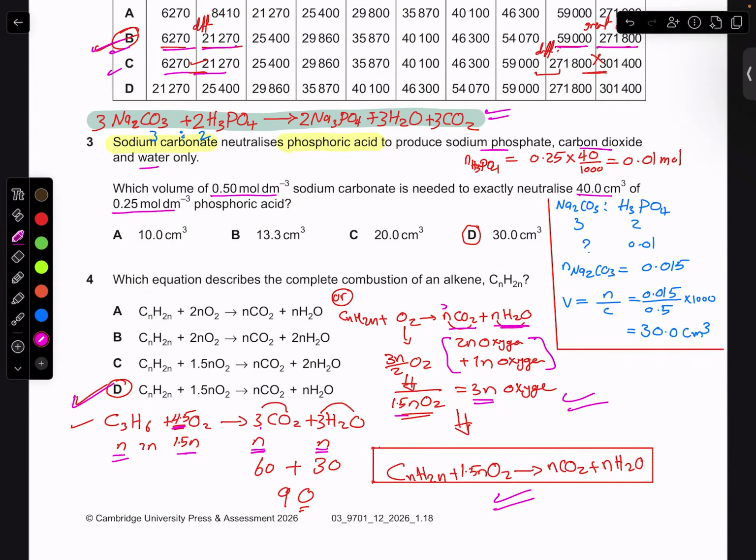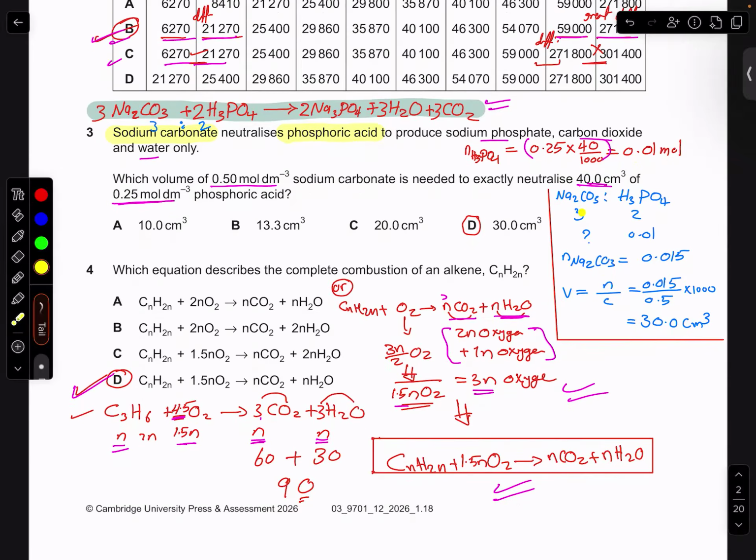Right. We have the volume and the concentration of phosphoric acid, so we can get the number of moles. We have 0.25 times 40 over 1000 equals 0.01. So this is the number of moles of phosphoric acid. As you can see here, the mole ratio between sodium carbonate and phosphoric acid is 3 to 2. The number of moles of phosphoric acid is 0.01, so the number of moles of sodium carbonate is 0.01 times 3 divided by 2 equals 0.015.